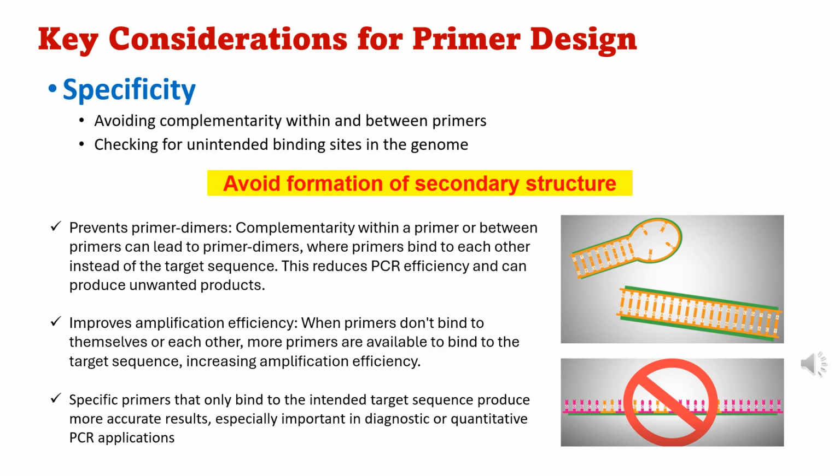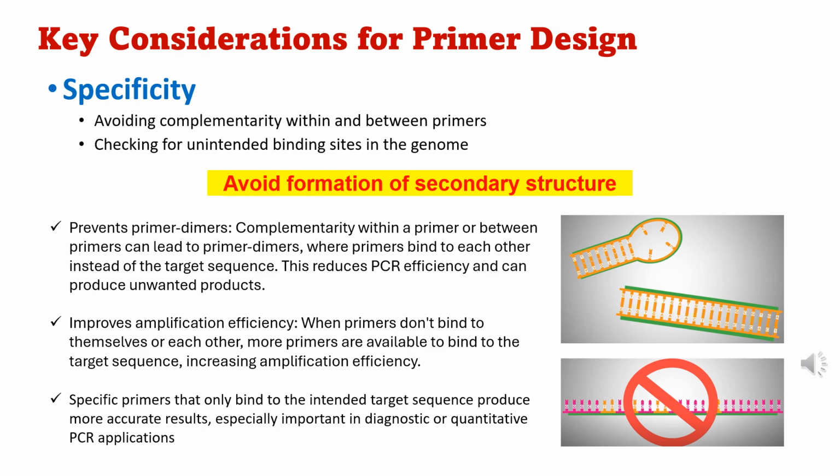Again, checking for unintended binding sites in the genome is important, because by checking for potential binding sites elsewhere in the genome, you can avoid primers that might amplify unintended regions, leading to non-specific products. Also, it improves accuracy, because specific primers that only bind to the intended target sequence can produce more accurate results, which is specifically important in diagnostic and quantitative PCR amplification.